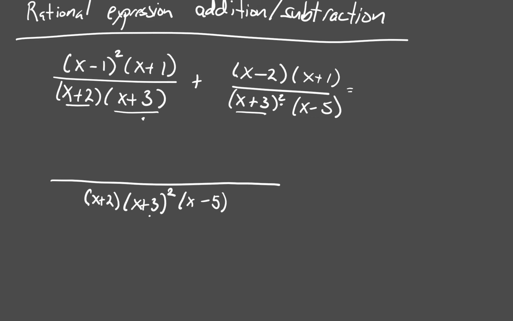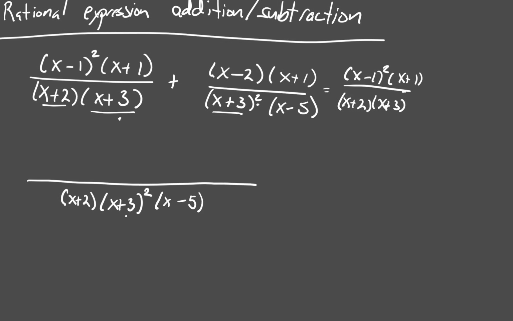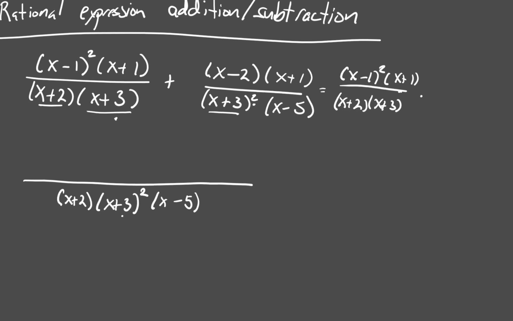Over here, let's get the denominator for both of these fractions. I've already got an x minus 1 squared. I've got an x plus 1 in the top already. I have the x plus 2. I need another x plus 3. Remember, we did this in green last time: I need another x plus 3, so I have to put an x plus 3 on the top and the bottom.